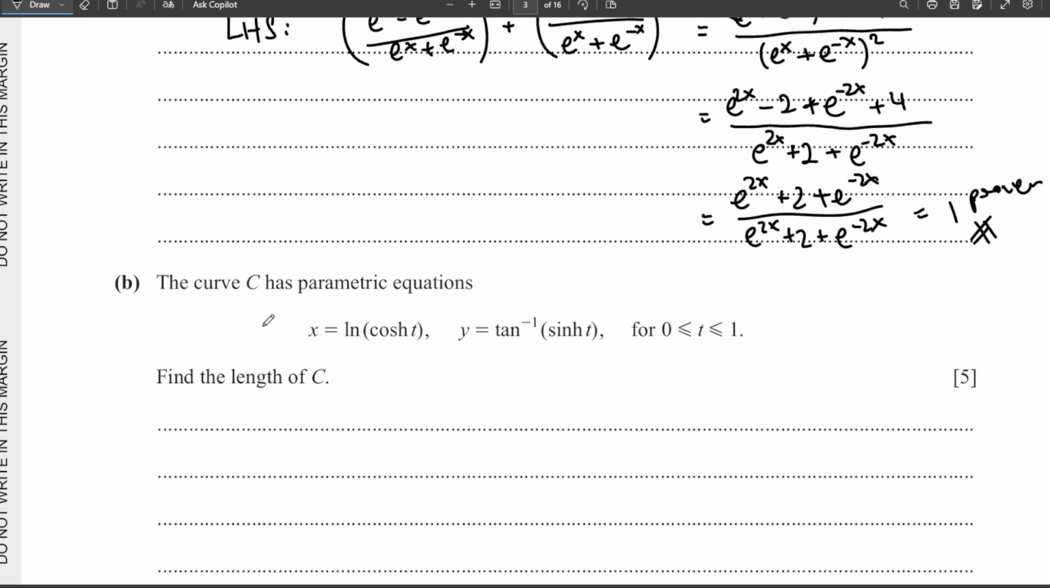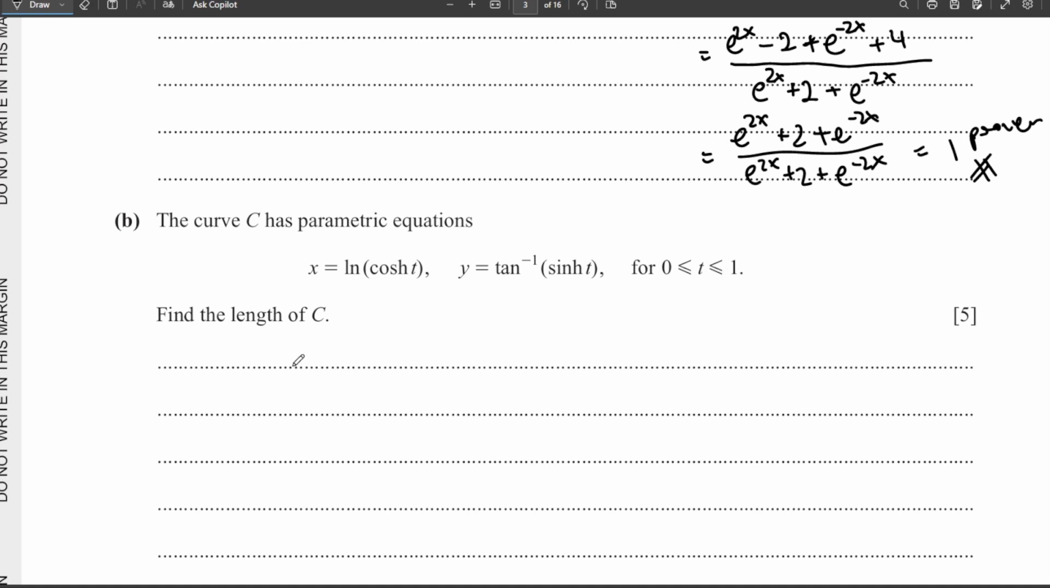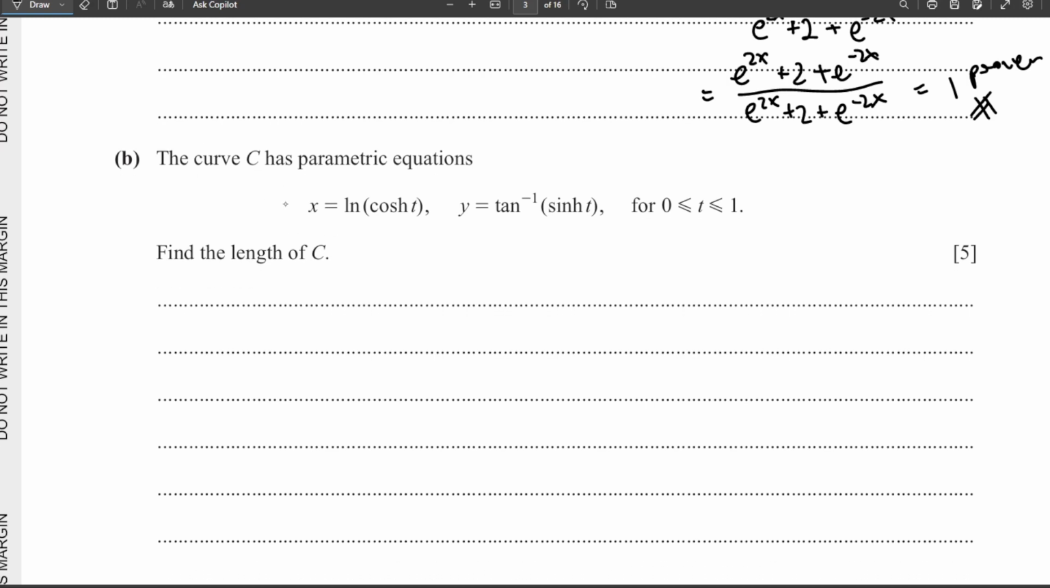And okay, so part B, we have given some parametric expressions here, and we want to find the length of C. Okay, so this is a parametric equation of C. And obviously, for the length, what we're gonna do is we have the integral of dy dt squared plus dx dt squared, and in terms of t, this will be our integrand. And so let's find the derivatives in terms of t first.